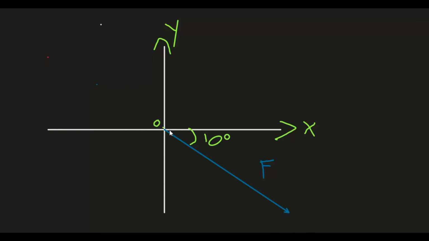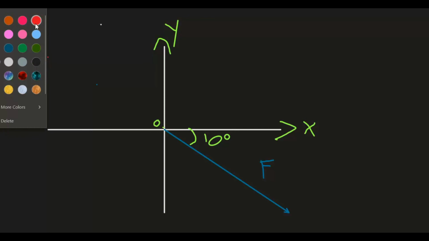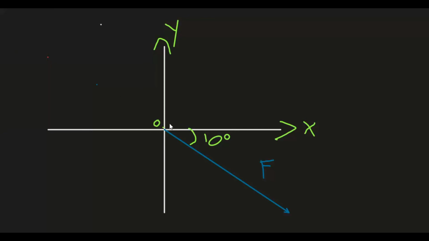This is the force, so it will have a component, let me use a different color, something in this direction and in this direction, right? Because these two forces will make this force. So F is the resultant of this force and this force. Let's name this X force, and then let's name this Y force, as simple as that.